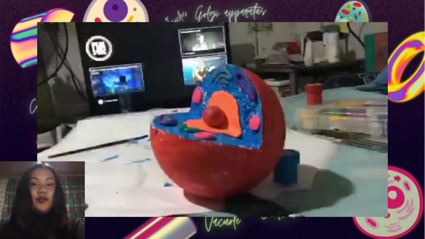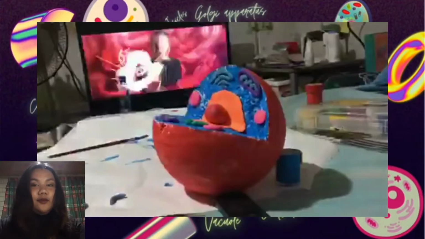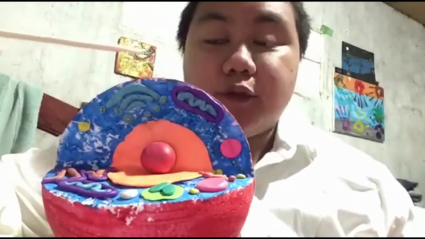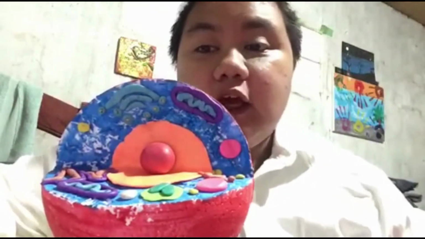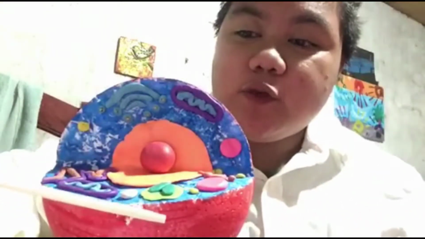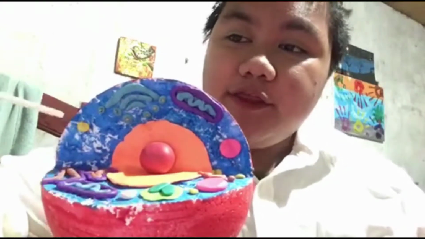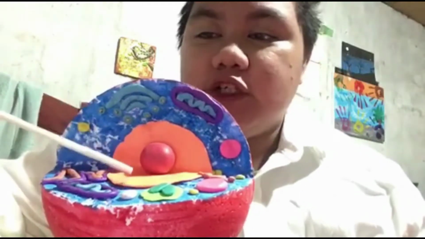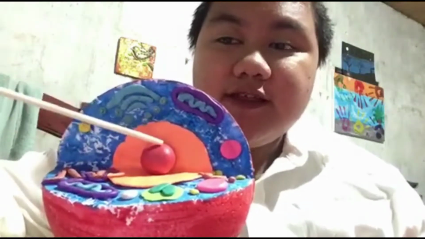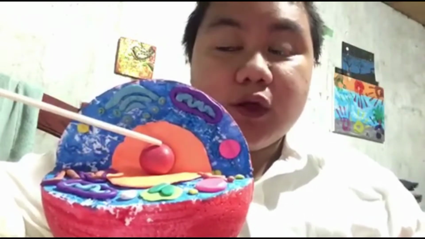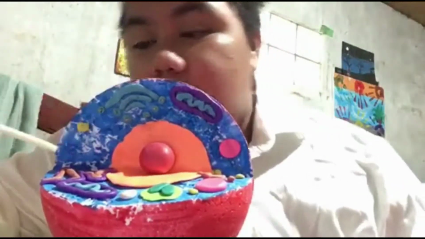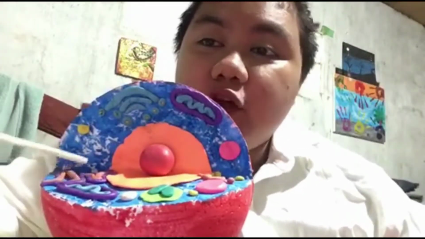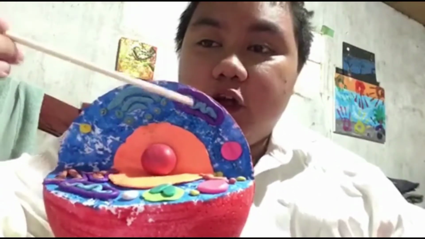So as stated in my intro, this is a 3D model of an animal cell. Let's first start with the outer part of the animal cell, which is this one. This is what we call the cell membrane, and the inner part, which is colored blue, this is what we call the cytoplasm. This orange clay is what we call the nucleus, and this red spherical clay is what we call the nucleolus. This bacterial-looking organelle is what we call the mitochondrion, and in plural, the mitochondria.